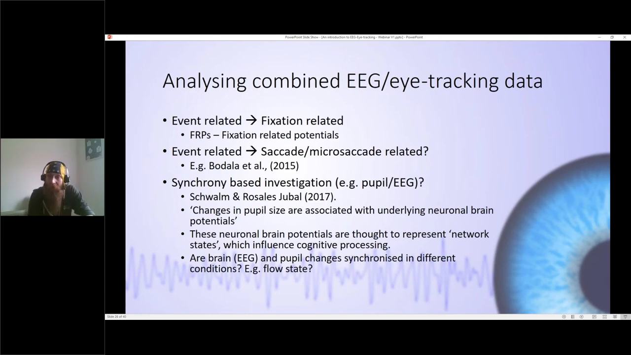And one of the thoughts, perhaps less formed than I would like at this point, but based on a discussion I had with one of my colleagues who's been a great support in developing this webinar page, shout out, is we were talking about the idea of synchrony based investigations as well. So we know that changes in pupil size are associated with underlying neuronal brain potentials, and we're developing questions around, well, how does that influence or interact with different states? For example, the flow state, do we see an increase in the synchrony of signals there?